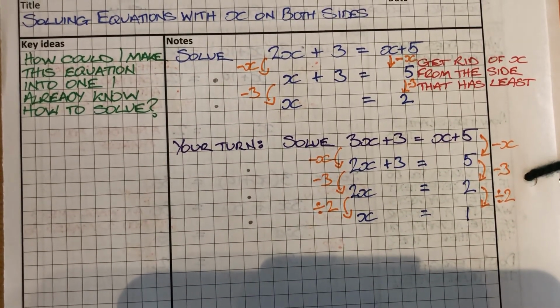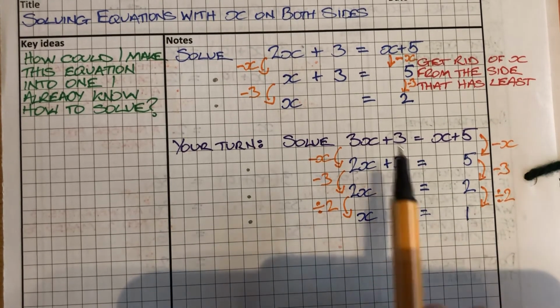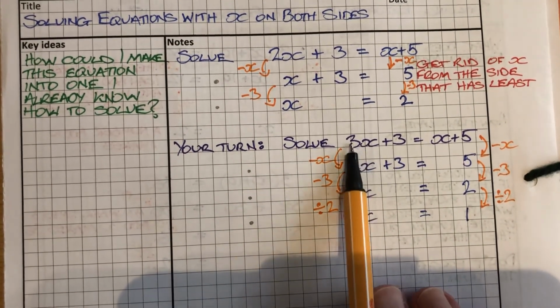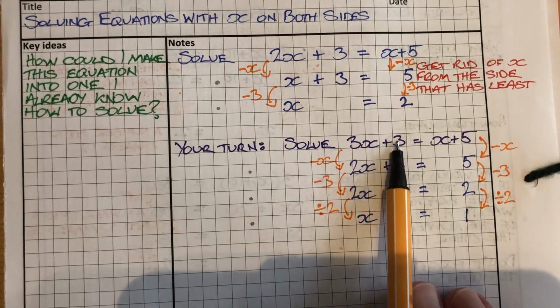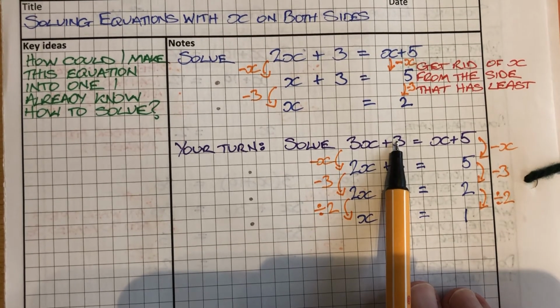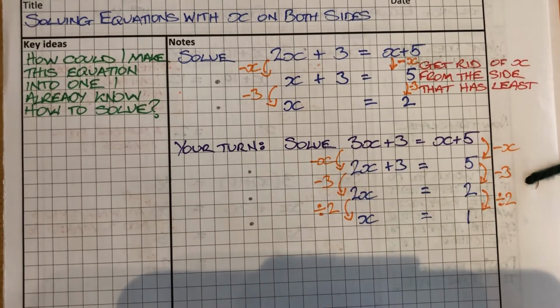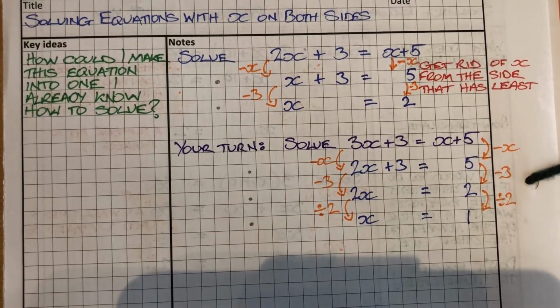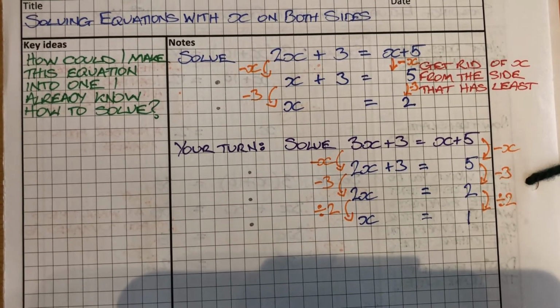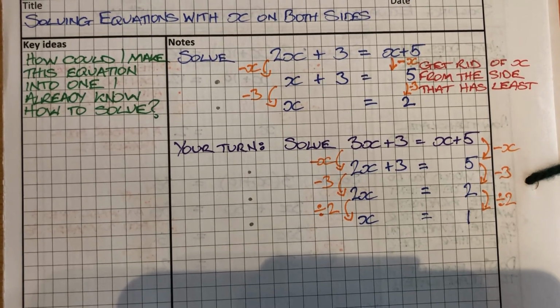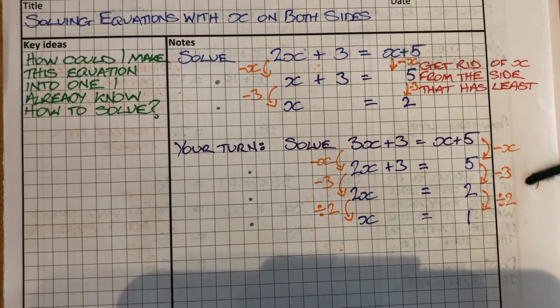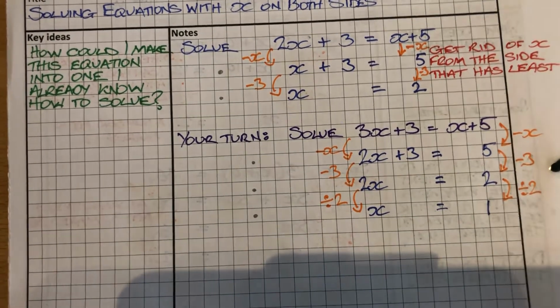I then check that I'm correct. If x is the number 1, this is 3 times 1, which is 3, and add on 3, which is 6. And this would be 1 add 5, which is 6. I've got the same on each side. I know I'm correct. I don't need anybody else to tell me whether I'm right or wrong. I know. Stick to the system. It works.